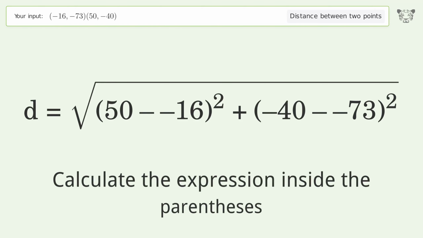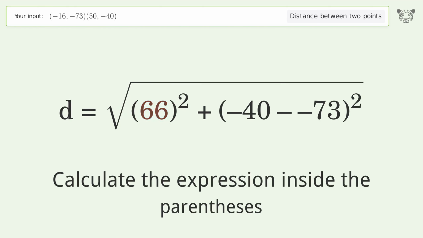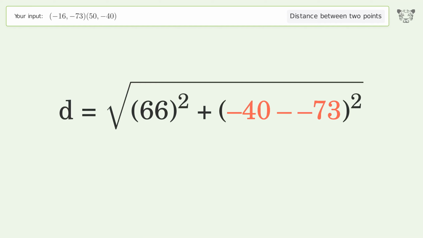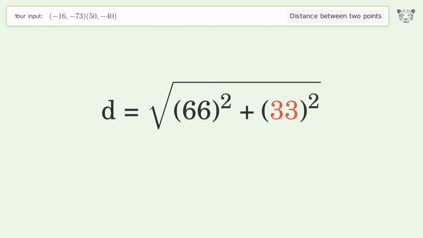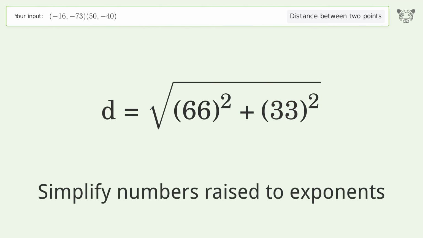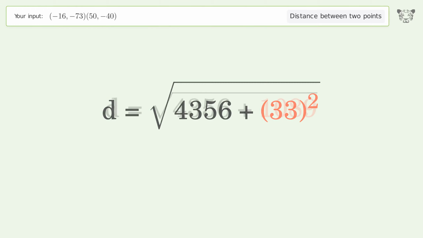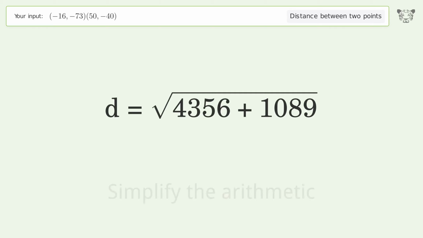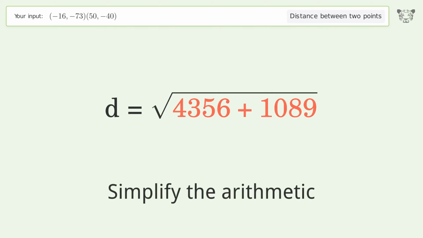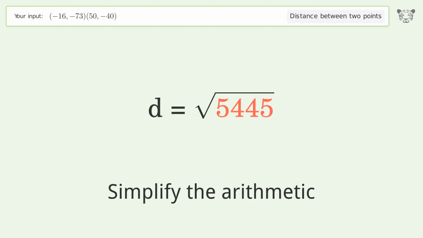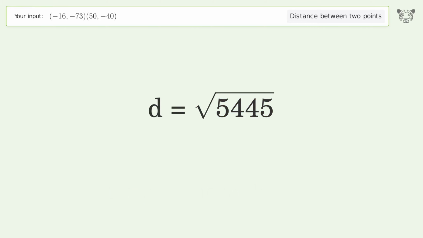Calculate the expression inside the parentheses. Simplify numbers raised to exponents. Simplify the arithmetic. And so the distance between the 2 points is the square root of 5,445, or 73.79.